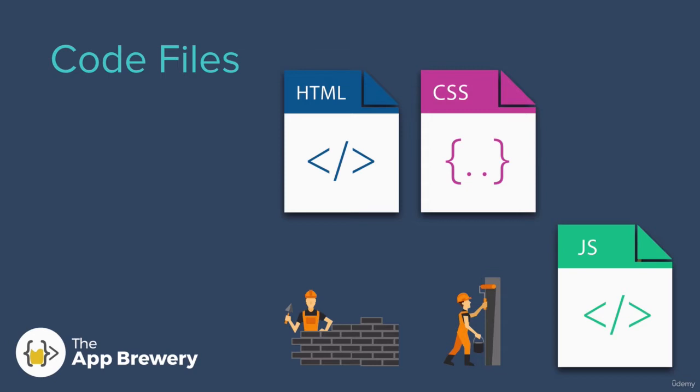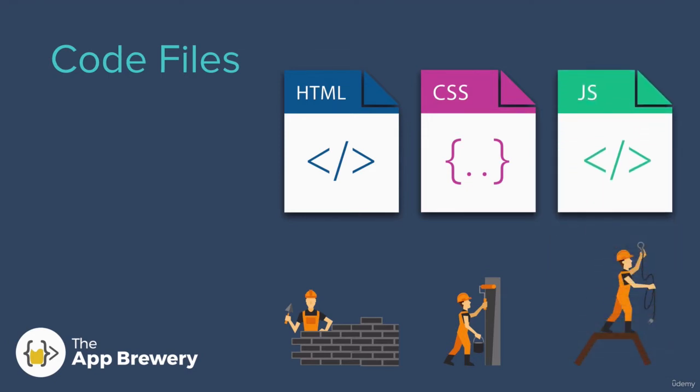Now, the final component is the JavaScript code. And this is the code that allows your website to actually do things or have behavior. And if you were building a house, you would have the electrician come in who would be able to connect the wires so that your light bulbs actually switch on. Or somebody who comes in and does the plumbing so that your toilet can actually flush. And the JavaScript code does exactly that. It allows your website to actually do things and have behavior.